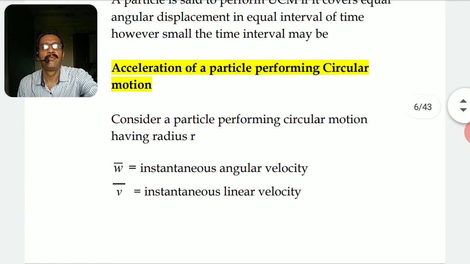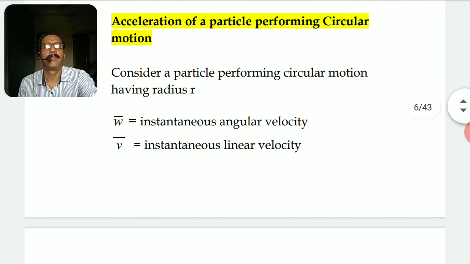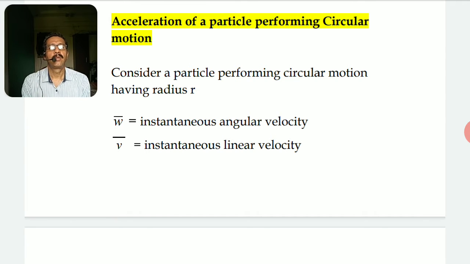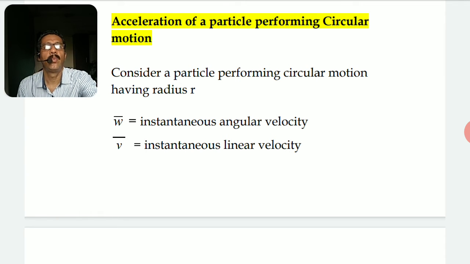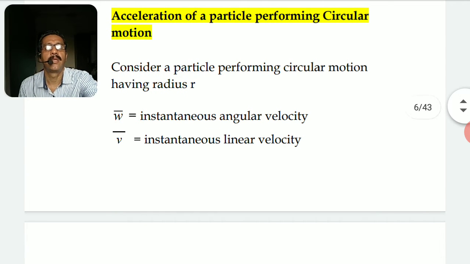Hereafter, we are going to a very important thing that is called acceleration of a particle performing circular motion. Even when we are saying the particle is performing circular motion, whether it is uniform circular motion or non-uniform circular motion, because the particle's direction changes at every instant of time, the motion of the particle has to be accelerated. So do not be under the impression that UCM does not have acceleration. Every circular motion is an accelerated motion itself, and we are now trying to find the acceleration of a particle performing circular motion.